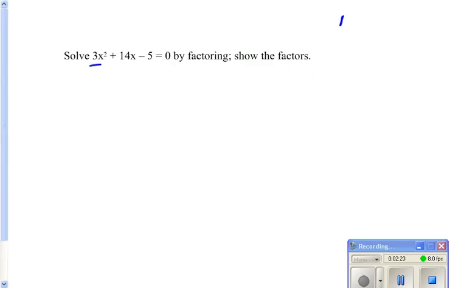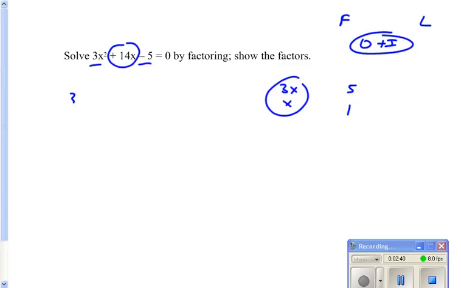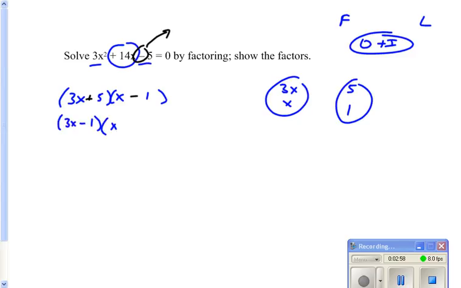Again, my first term and my last term have to be factors of 3x squared and 5. The OI has to be a 14. So I know I have a 3x and a 1x, and either have the 5 and the 1 with different signs, or I could change the order and have the 1 and the 5 again with different signs. And I'm looking for the one that gives me a 14 in the middle.